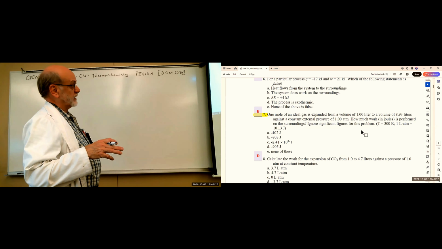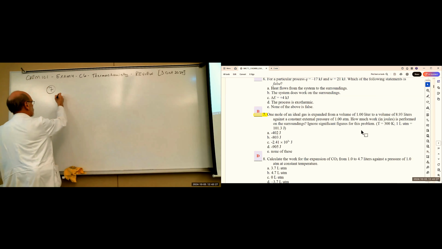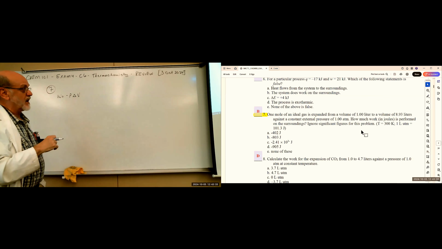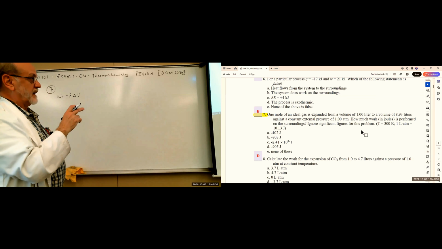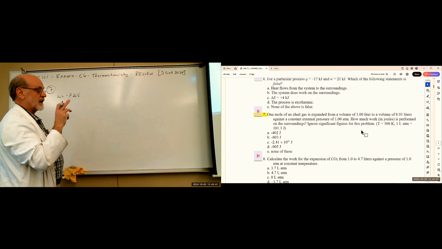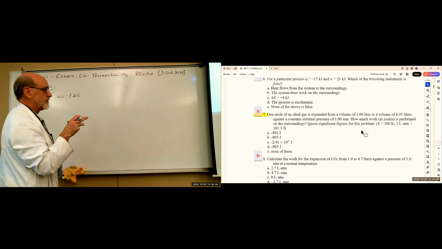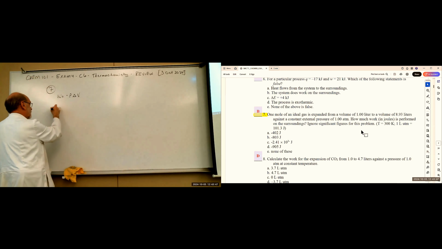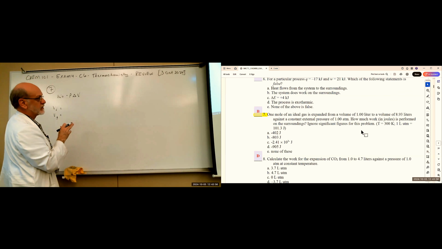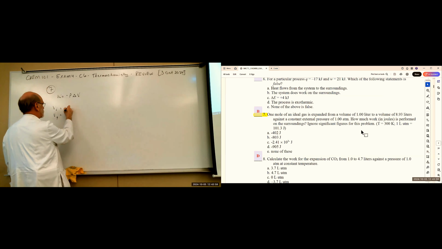Okay. So the calculation of work in this case would be minus P delta V. Pressure is going to be constant, correct? Yeah, at 1 atmosphere pressure. So this is constant at 1 atmosphere. In order to do the calculation for the volume, we need, what's the initial volume? And what's the final volume? The initial volume is 1 liter, expanded from 1 liter to 8.93. All right, 1 liter, 8.93 liters.